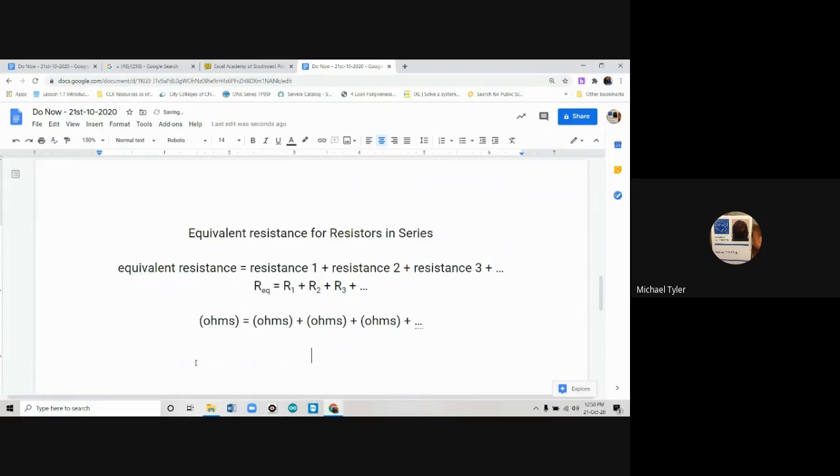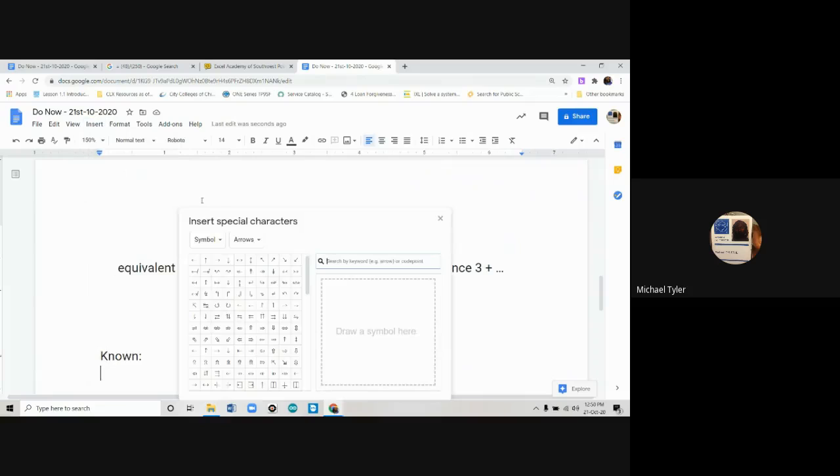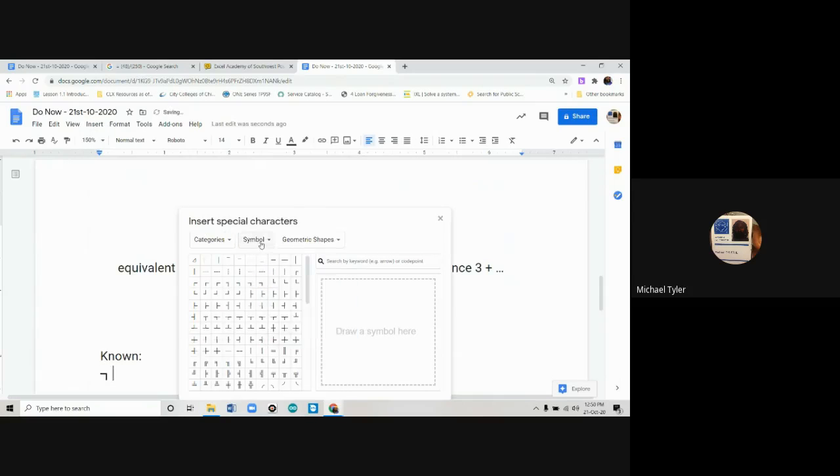Now, known and unknown values. So let's look at it. Known values. Unknown values. And what do we have to work with? Well, we know the voltage, which is pretty much an epsilon. This is the Greek letter for potential voltage. So you go to Insert, Special Characters, and you're going to make sure we select Math, right? What is the symbol?